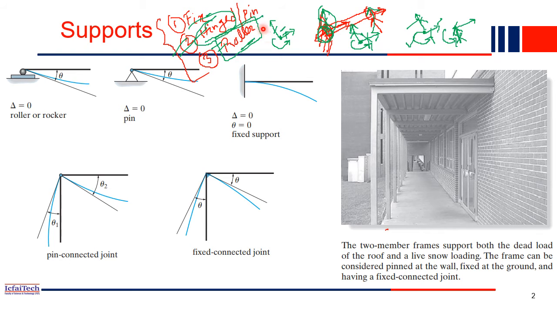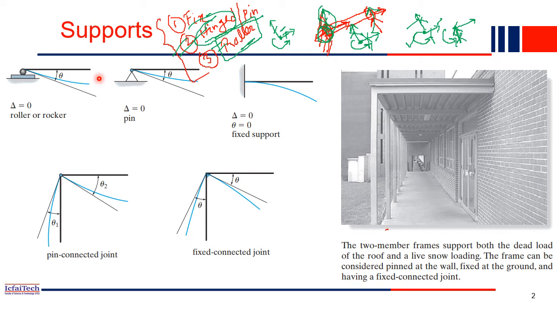And the last one is the roller, where movement is allowed in the horizontal direction, whereas movement is restricted in the vertical direction in a roller support. So those are the three supports.